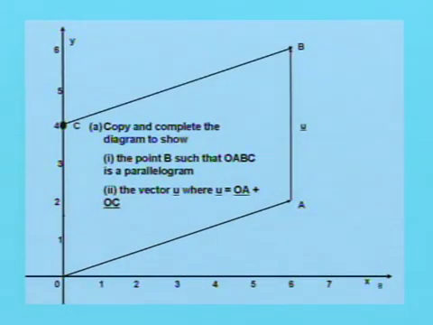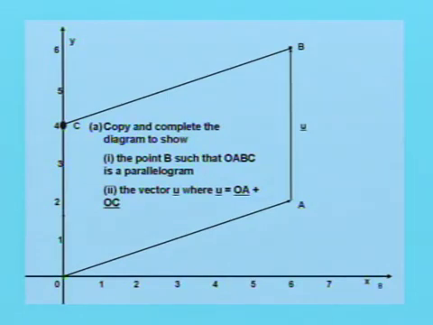Here's the solution. Part A. We were asked to copy and complete the diagram to show that B is such that OABC is a parallelogram. And notice where we have the B. B is 4 units above A, since C is 4 units above the origin. And once we have that point, we connect C to B and we'll have the parallelogram.